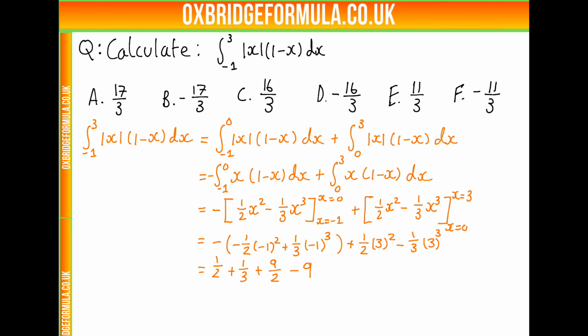So, how do we tidy this up best? Well, the easiest thing to do is probably note that 9 over 2 plus a half is 10 over 2, which is 5, and 5 minus 9 is minus 4, so we just have to calculate this. And 4 being 12 over 3, we get that this is minus 11 over 3. Then we look back at our answers here, and we see this chimes with this here, F, minus 11 over 3. And so we know our answer is F.